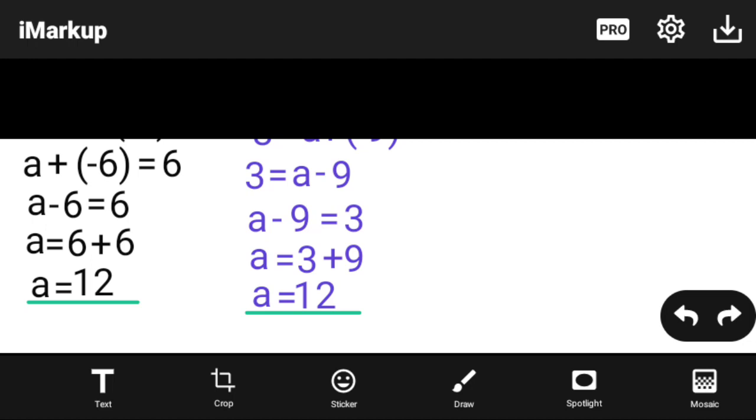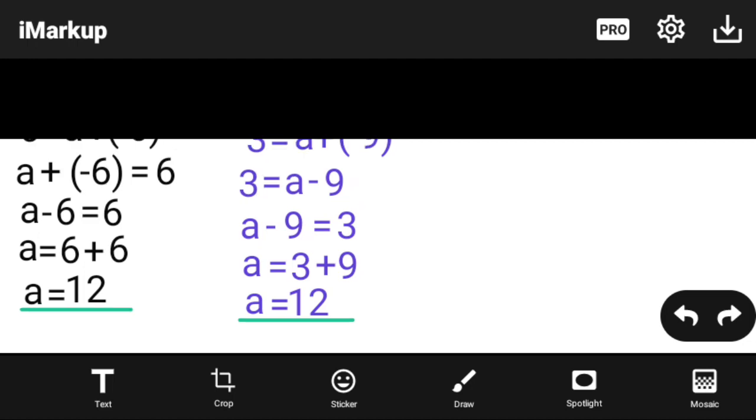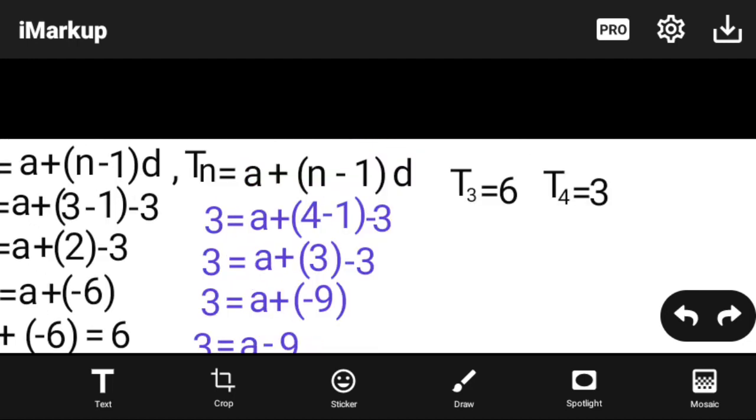So you can see that even when you use the first formula and the second formula, you still get the same answer. So that simply means this question was very, very simple, and all you need is just to practice. Okay, now let us move on to the next question.